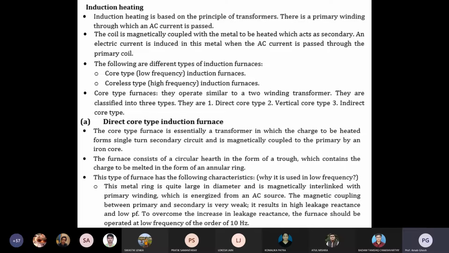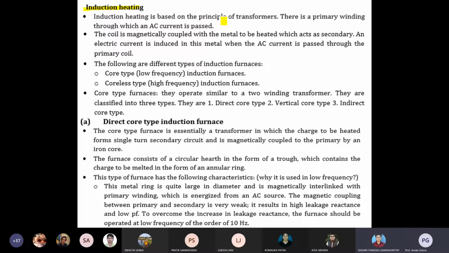Suppose you keep all the charge inside a bowl. The charge placed inside the bowl can be heated and melted down directly with induction, and no other medium is involved. So this is what happens in induction heating. What are the features?